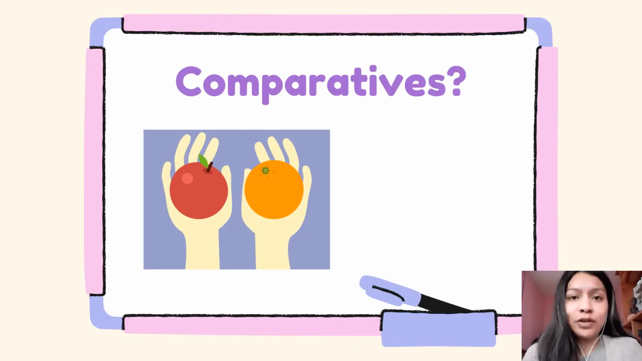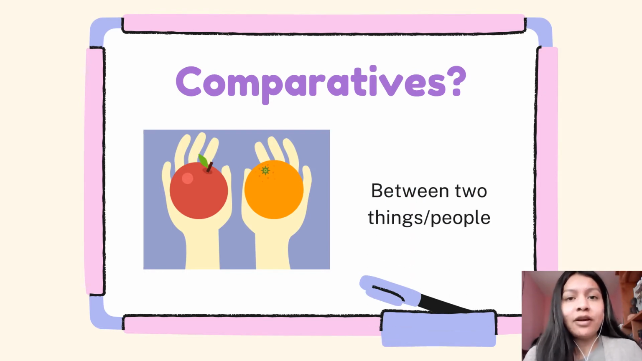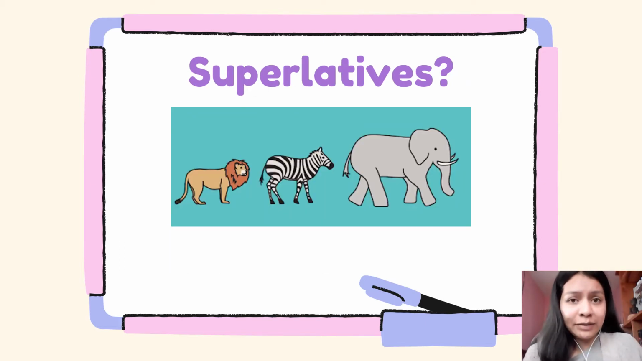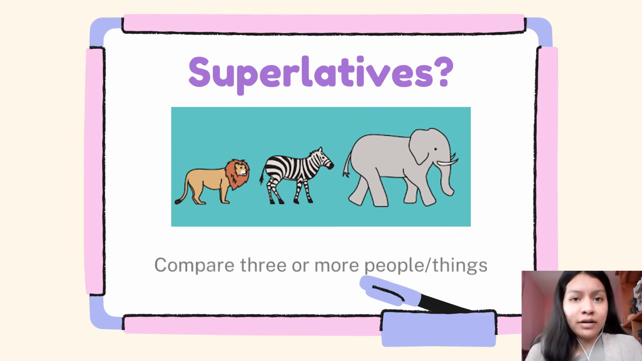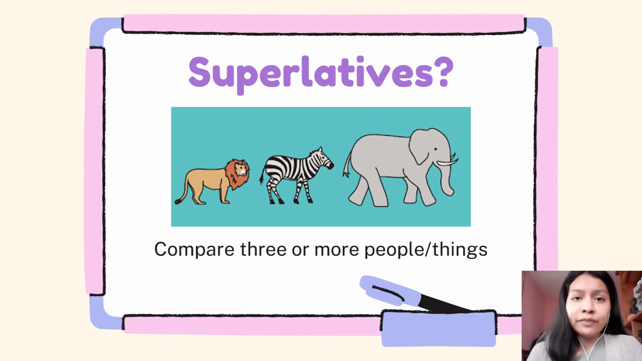As you can see in the picture, there are two different fruits, an apple and an orange. For this image, we can use comparatives as we compare two things. Remember, comparatives work between two things or two people. Now, talking about superlatives, they are used to compare three or more things. However, they tell us which person or thing is the most of that group.